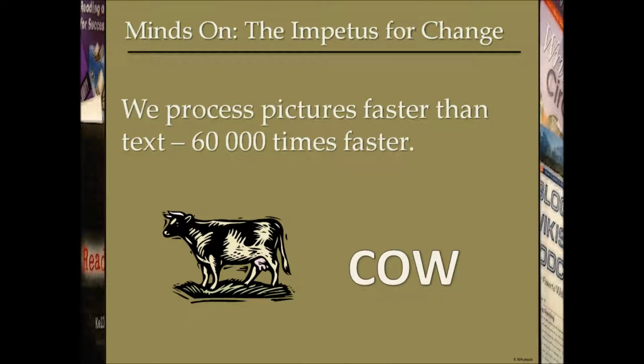And look at this. We process pictures 60,000 times faster than we do text. Because I can look at a picture of a cow and translate that. When I look at the C, the O, the W, I have to take in each letter. Then I have to put the letters together, and I have to create the sound. I have to create the word. And I have to make the image that goes with the word and make the connection to cow. So images work so much faster. So we've got a generation now that's learning at different speeds.